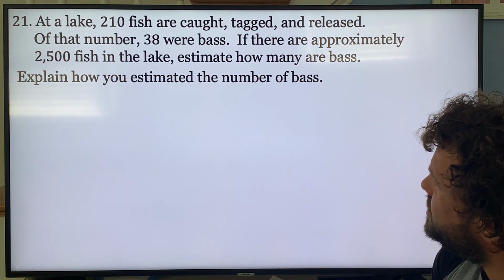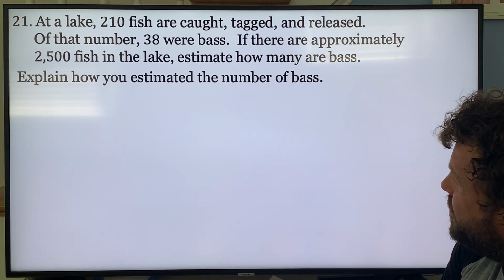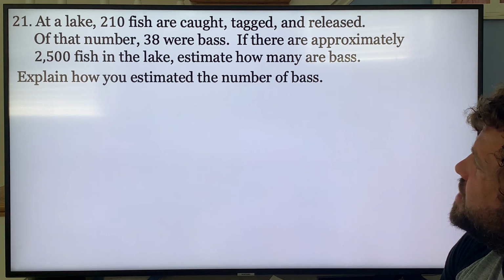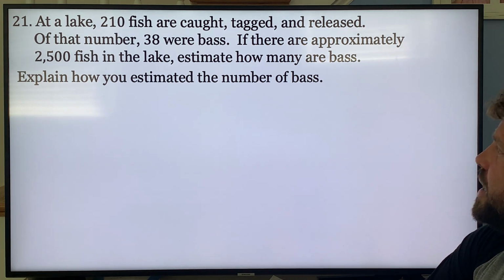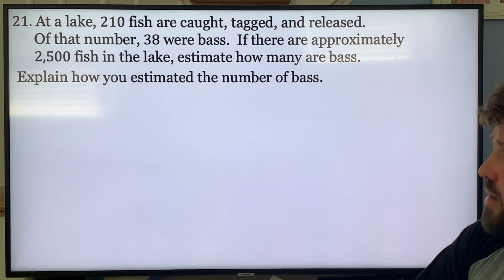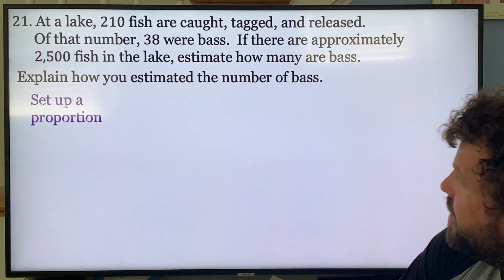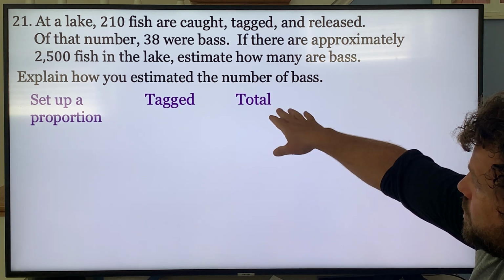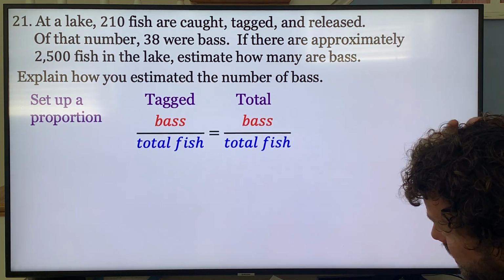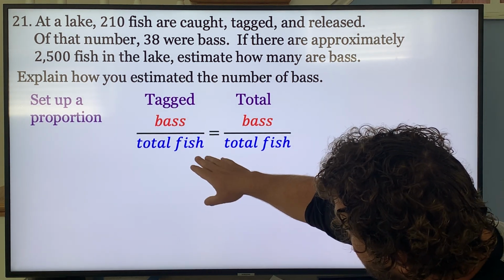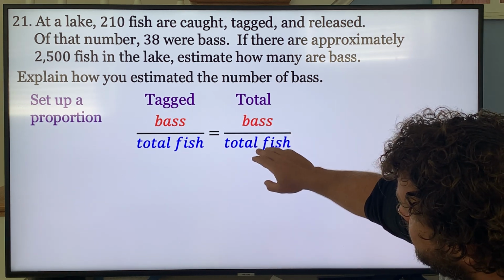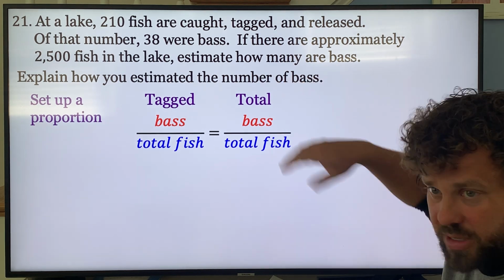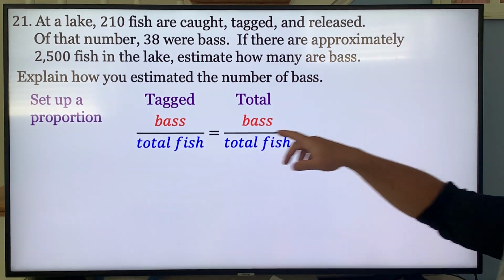At a lake, 210 fish are caught, tagged, and released. Of that number, 38 were bass. If there are approximately 2,500 fish in the lake, estimate how many are bass. Well, let's look. You're going to set up a proportion. The way you set up your proportion is you're going to have tagged fish over total fish. Now, I would put the bass over the total. You see total here, but here's like all the fish together, and this is just the ones you tagged.